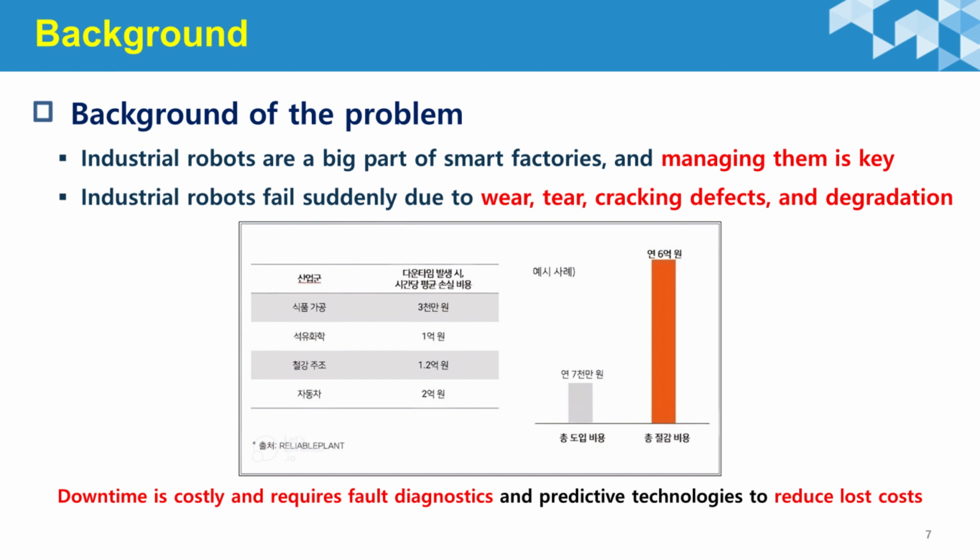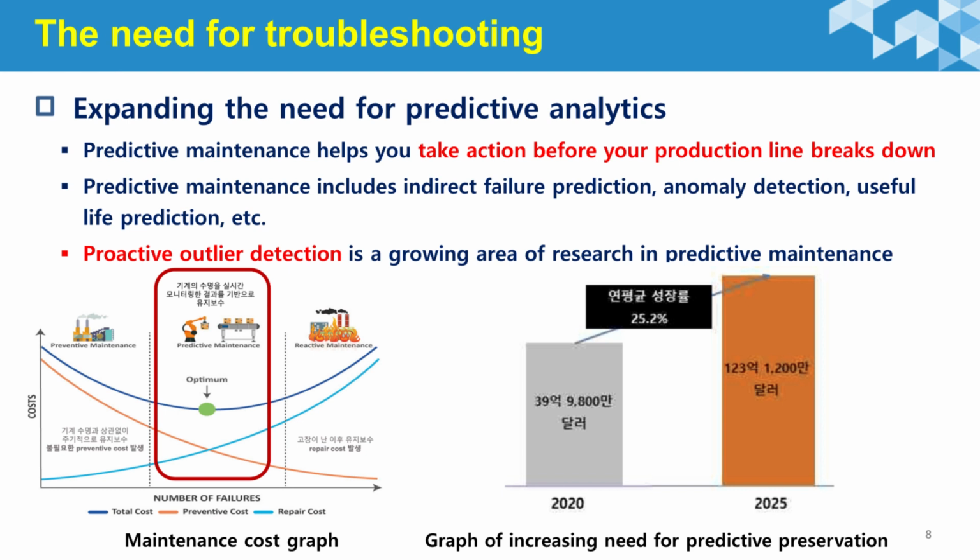The table below shows the average cost of downtime by industry. You can see that the cost of loss is high in manufacturing industries such as steel, casting, and automotive. Therefore, failure diagnosis and prediction technologies are required to reduce costs. Predictive maintenance can help you take action before a production line fails, and can include indirect failure prediction, anomaly detection, and useful life prediction. Predictive maintenance research is also actively underway to detect anomalies in advance.